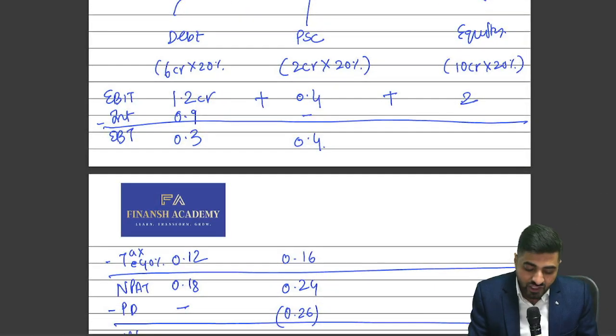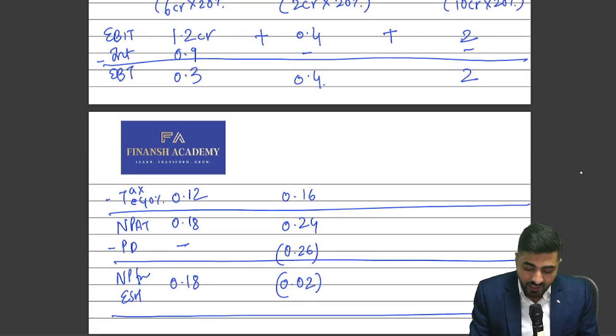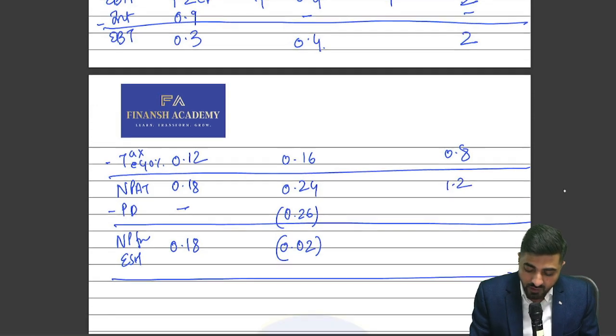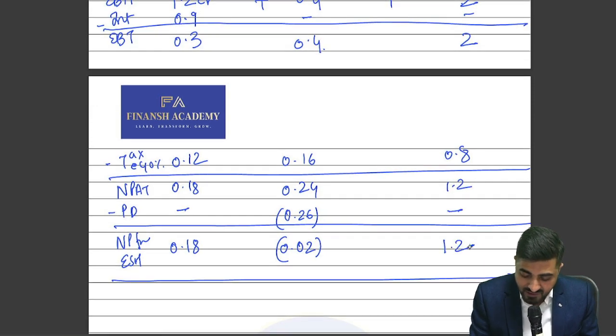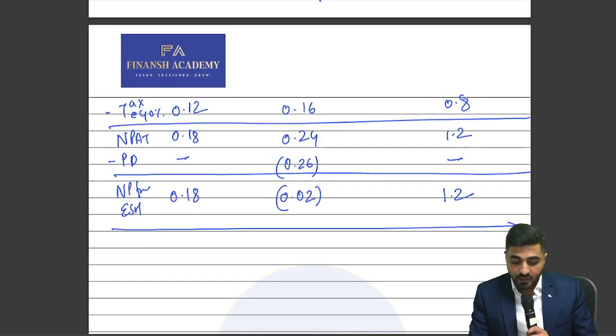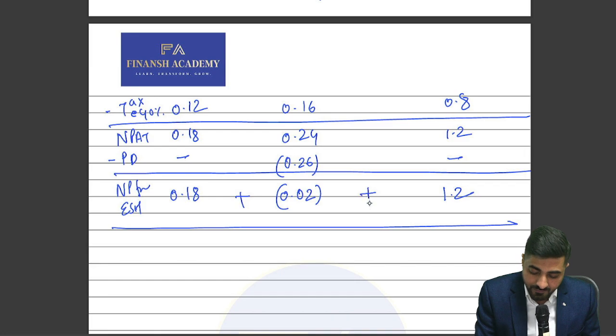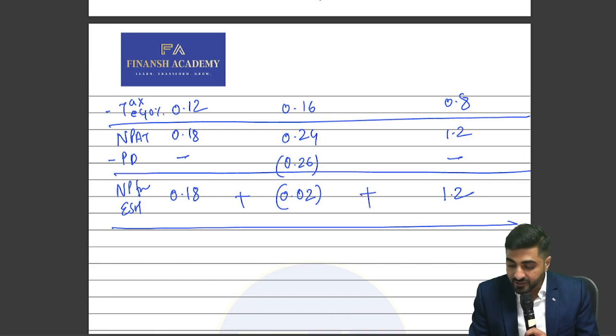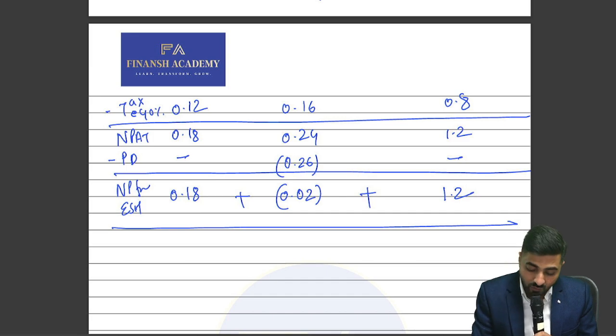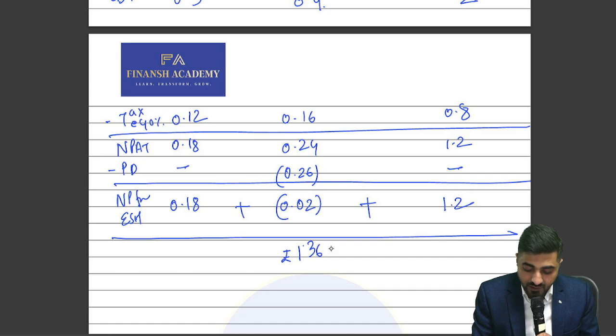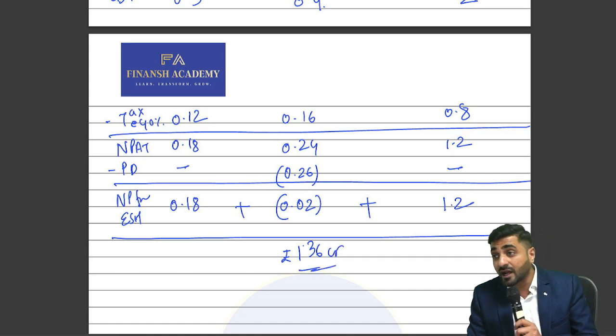Now from equity shareholder, can I say on 2 crore if I pay 40% tax, then this is 0.8. This is now going to be 1.2. If there is no preference dividend, then this is also going to be 1.2. Total this up. 0.18 minus 0.02 plus 1.2. How much are you getting? 1.36. Now just check. Trying to make you understand.